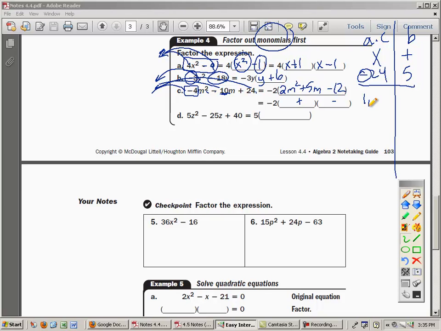Ways to make 24: 1 and 24, 2 and 12, 3 and 8, 4 and 6, and I think that's about it. Which of those pairs, when I have one of each, is going to add to make 5? Seeing it? Right there. If I have one of each, a negative 3 and a positive 8, that gives me my 5 that I want. And so my two terms are negative 3 and 8.